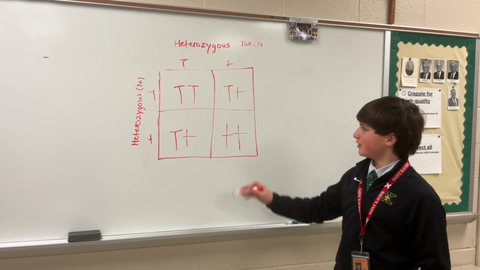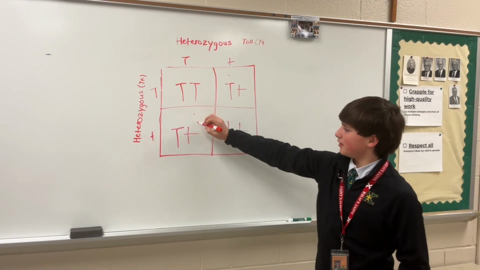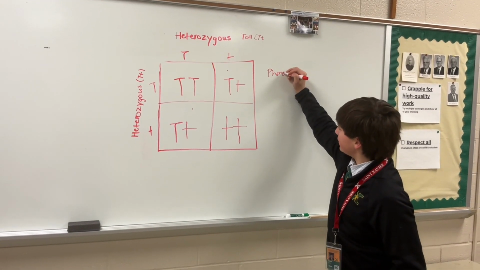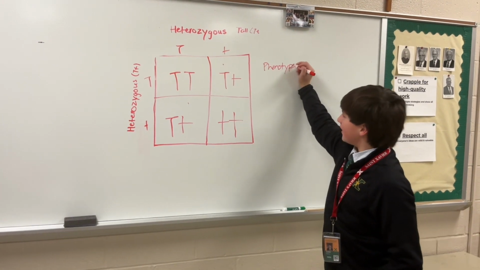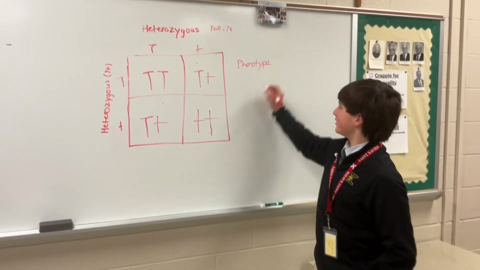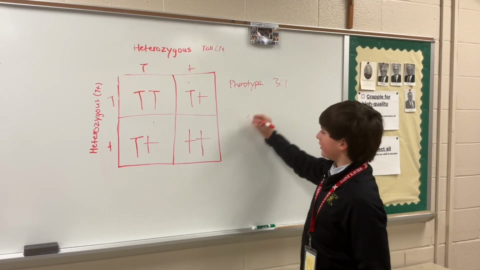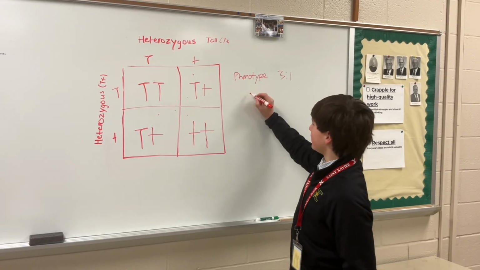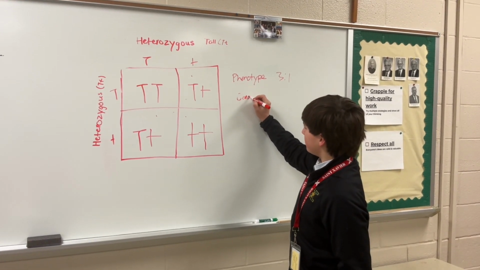These are called phenotypes. All 3 of them have the same phenotype. Yes, these 3 have the same phenotype. This is a difference, so it's a 3-to-1 ratio. And then these 2 are different, but these 2 are the same, so their genotype would be a 1-to-1 ratio.